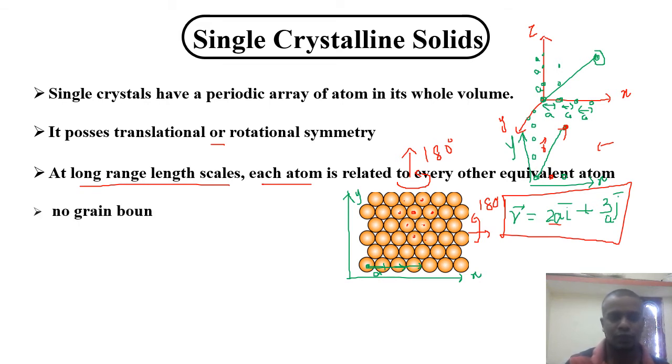If you look at the fourth point, no grain boundaries. I told you what grain boundaries are. Grain boundaries mean a boundary between one type of crystal and another type of crystal.